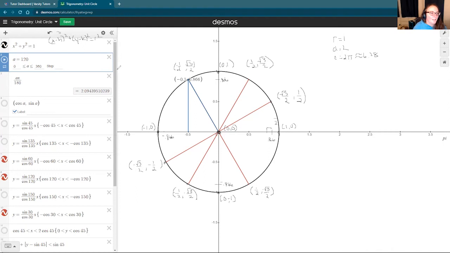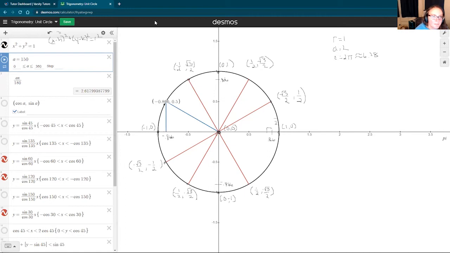Okay. All right. So we did this one over here. So let's go on to the next one. So it's going to be approximately right here, right? But let's have this thing measure it exactly for us. So this is going to be 150. I'm just adding 30 degrees each time. Oh, I was off.